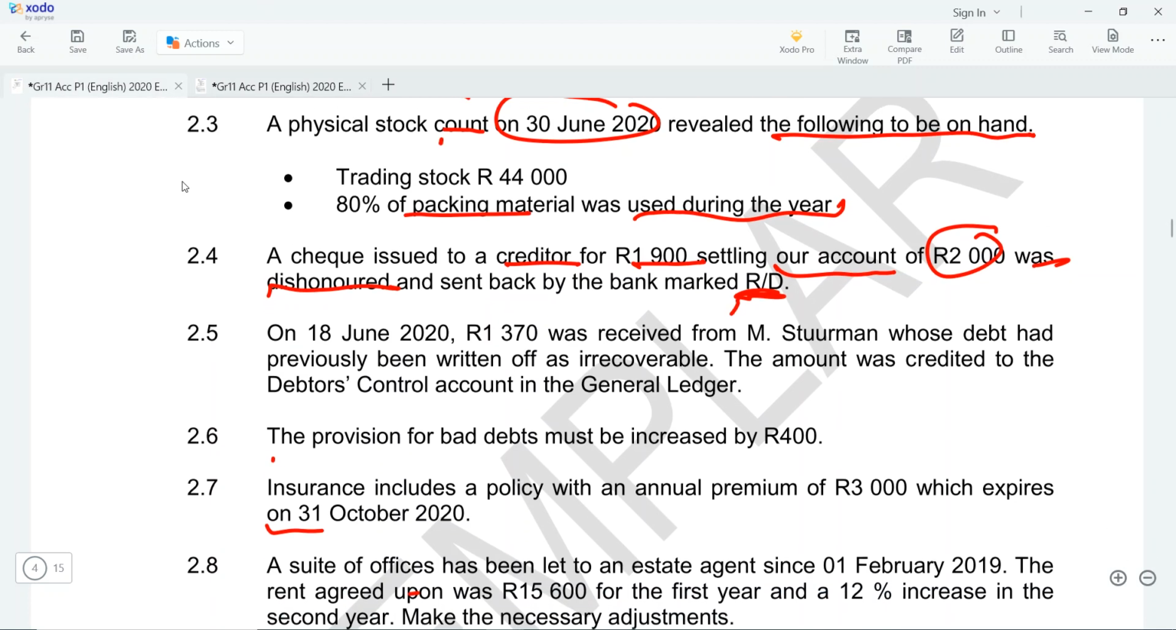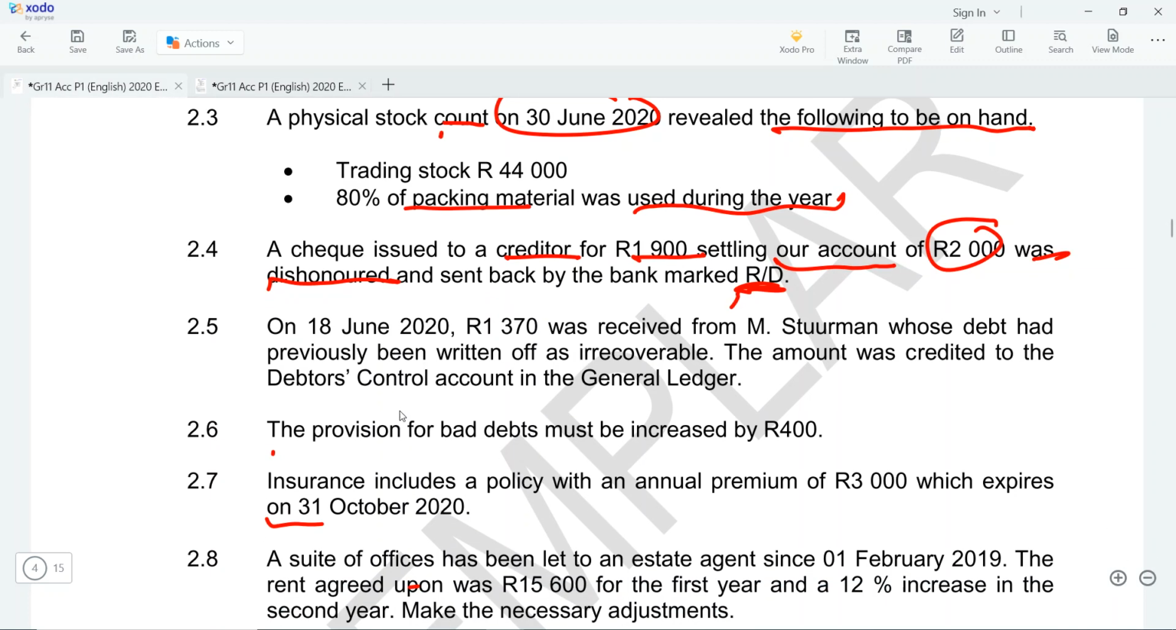Next, they are saying that on 18 June 2020, 1,370 was received from M. Stuhlman, whose debt had been previously written off as irrecoverable, meaning that this person was written off as a bad debt, and then he managed to get some money and give us that money. So what are we supposed to do?